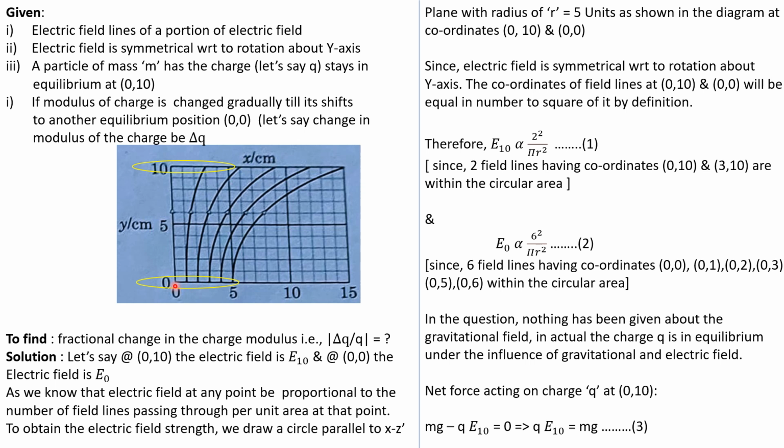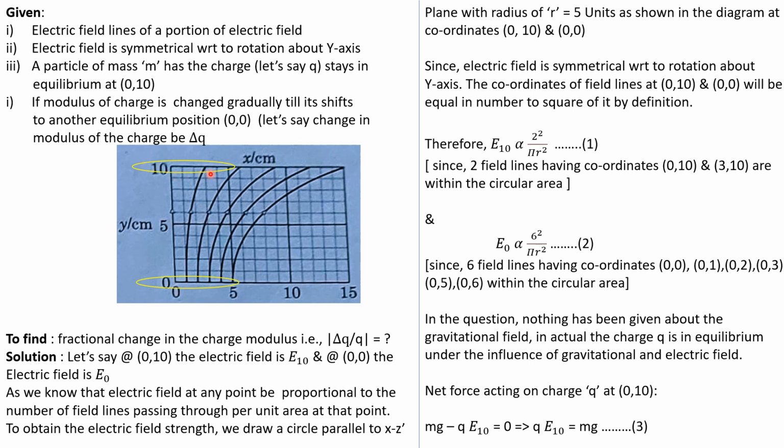So we are to find the fractional change in the charge. Means if suppose q was the charge here, small q on that particle, and q plus delta q becomes the charge at 0, 0. So as per question, we have to calculate the magnitude of delta q by q. If we are able to find the E field at this point and this point, we should be able to get the answer.